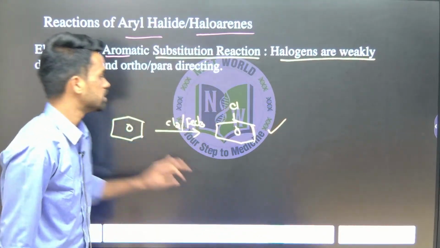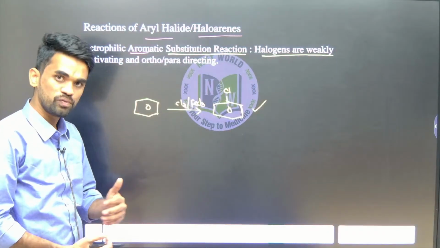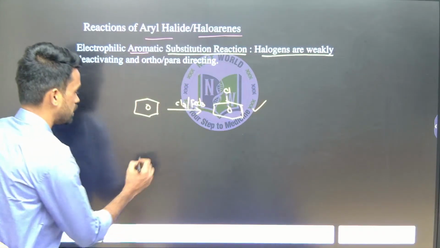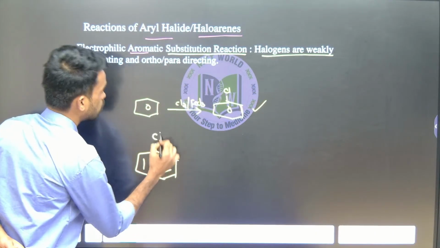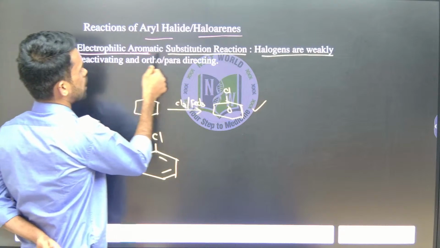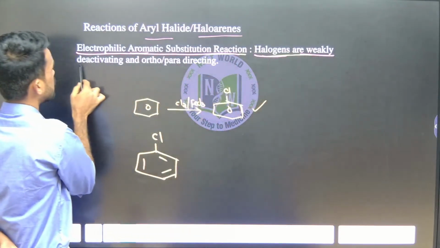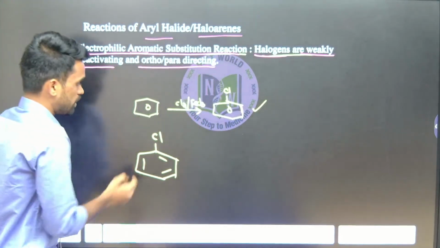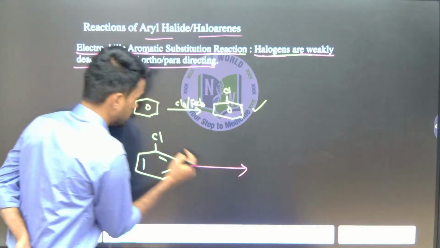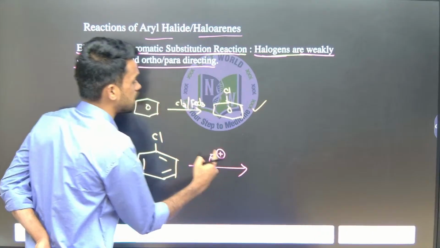Now you know this chlorobenzene will undergo aromatic electrophilic substitution reaction. How will it be? Yeah, just see here what I am writing. Chlorine is there. See, electrophilic aromatic substitution reactions. First one, halogens are weakly ring deactivating and ortho-para directing groups. Remember, whenever you are doing reactions with chlorobenzene with some electrophile, now where does this electrophile go?